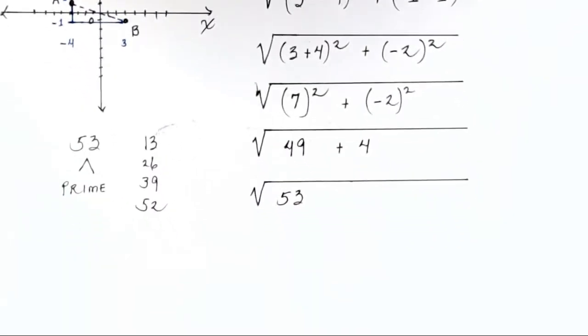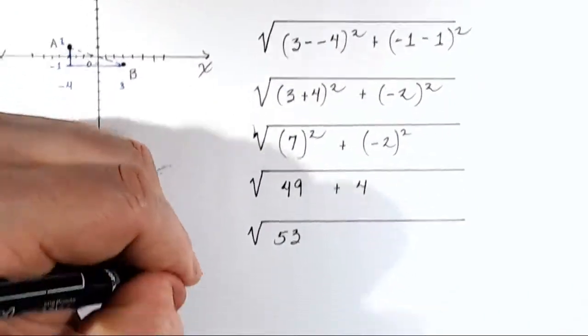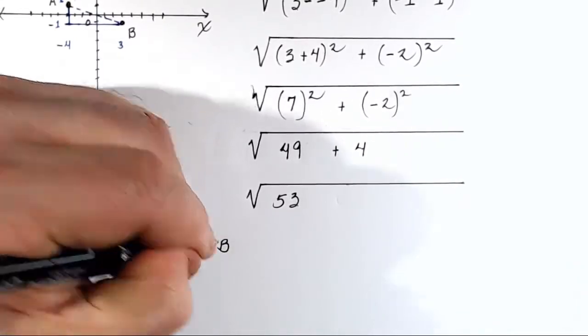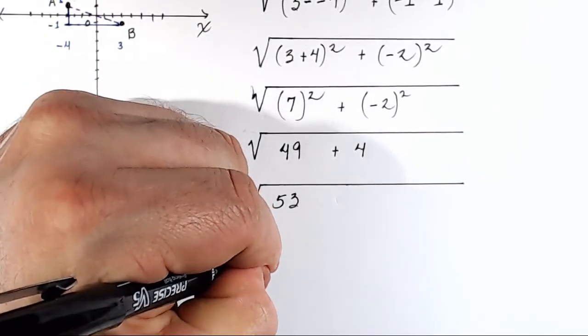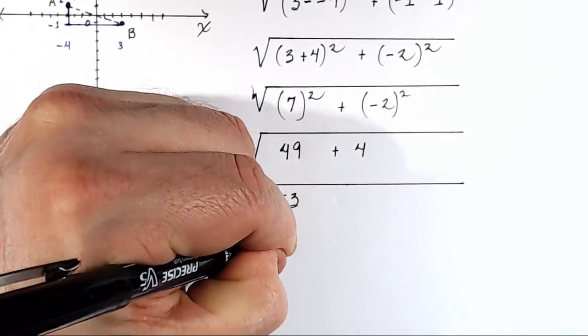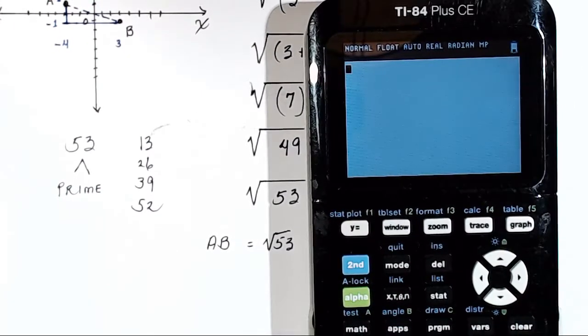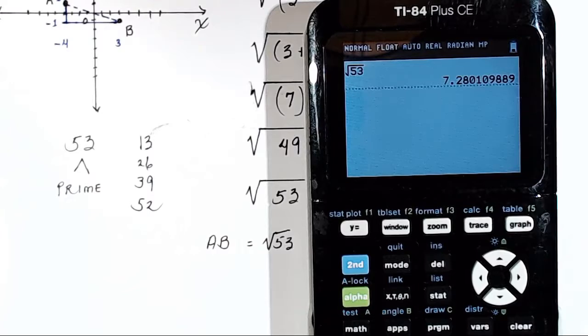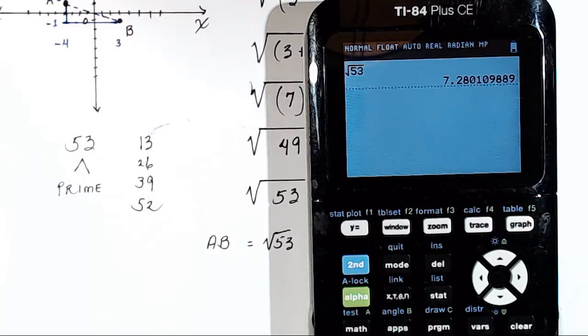Because 53 is prime, the answer, if you're going to write it exactly, you would say this. AB is equal to, so the distance between A and B is equal to the square root of 53. Now, if you put this in your calculator, it's going to give you a decimal, but that decimal will always just be an approximation. Let me show you this here. Clear the deck, take the square root of 53. 7.280109889. It never repeats.